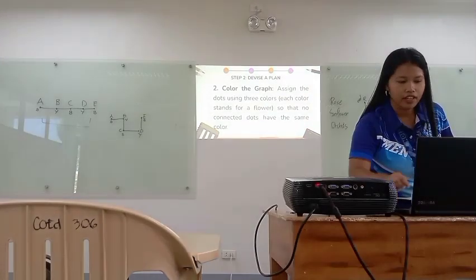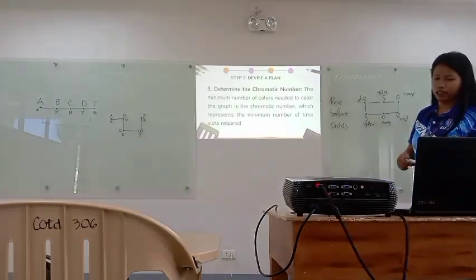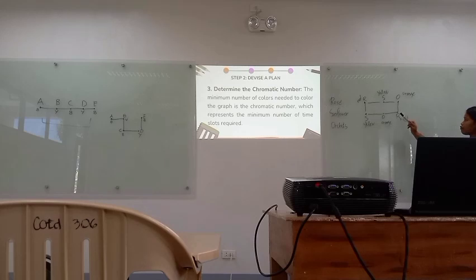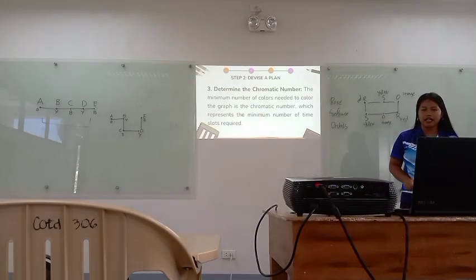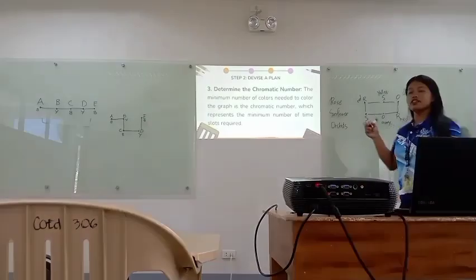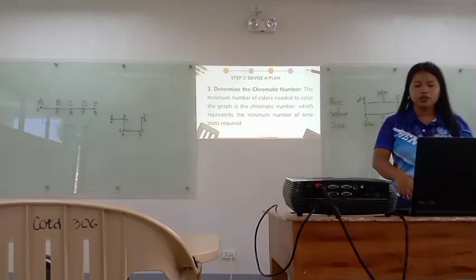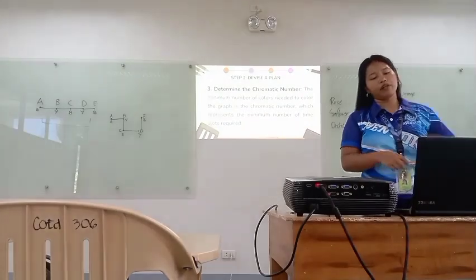Yes. Alright. So, now, let's determine the chromatic number. In this figure, how many colors do we need to color this graph? 3. So therefore, 3 is the chromatic number because it is the smallest number of colors that we need to color the entire graph. So now, what is the next step of Polya's method?